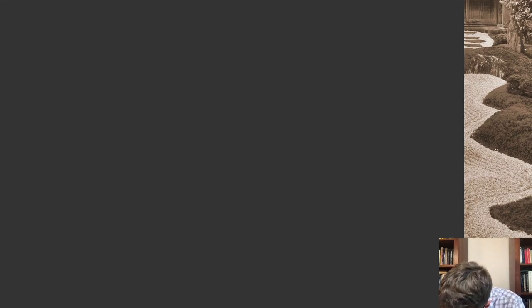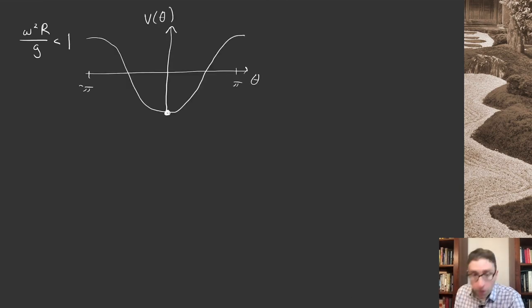Okay, so here's case 1, omega squared r over g less than 1, so there's no solution for that cosine. And lo and behold, there's a single stable minimum, the mass sitting at the bottom of the ring. And then there's another case, if it's spinning fast enough, where I do have a solution for that cosine. Omega squared r over g is greater than 1.